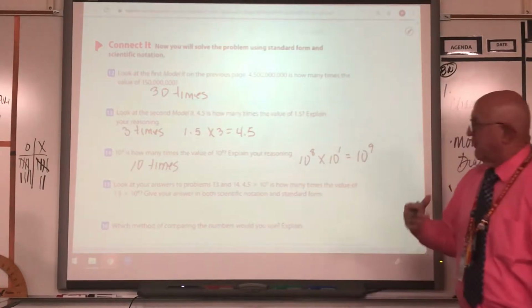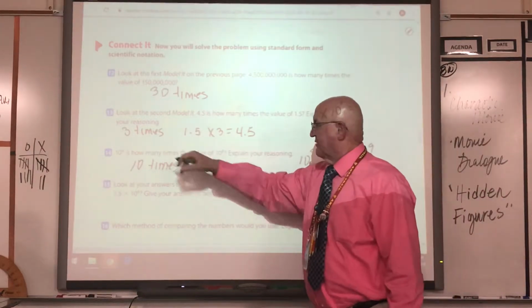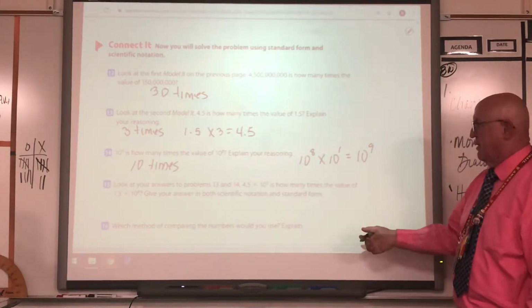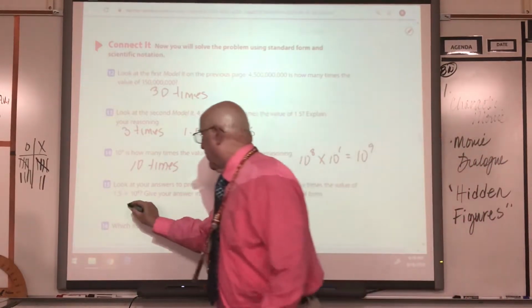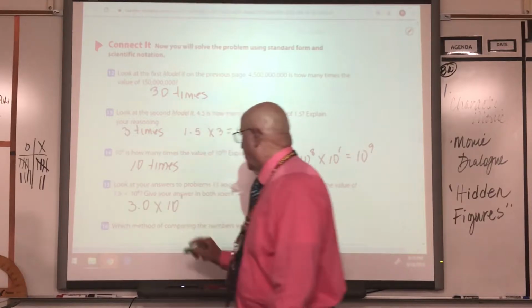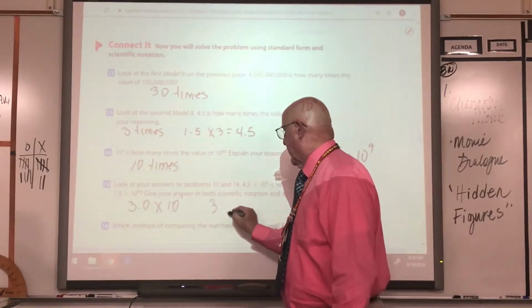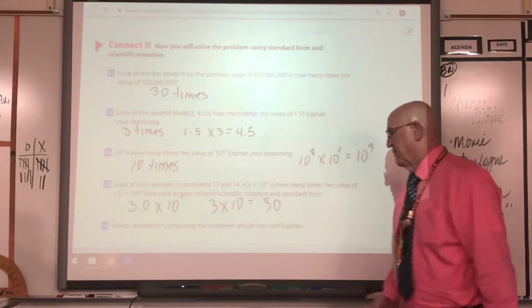Now, let's look at 13 and 14 together. If I get 3 times and 10 times, I multiply those together, the answer is 3.0 times 10 to the first, which is the same as saying 3 times 10, which is going to give me 30. Okay?